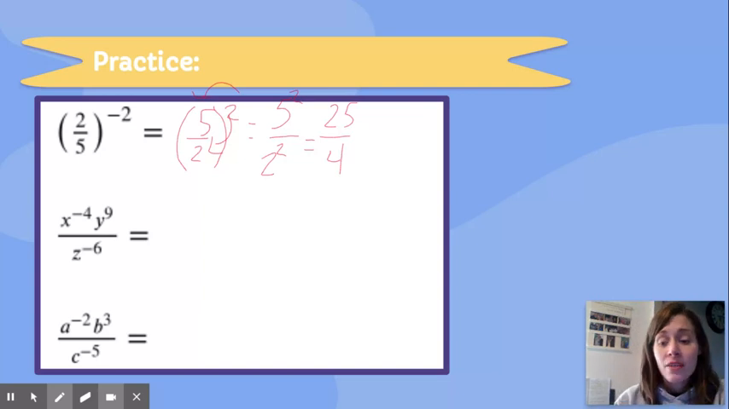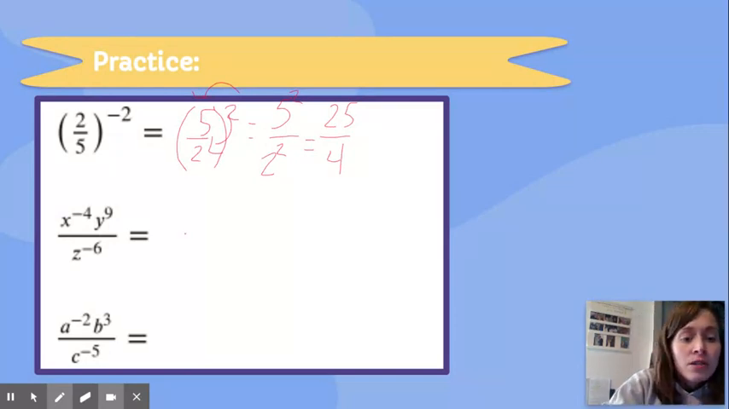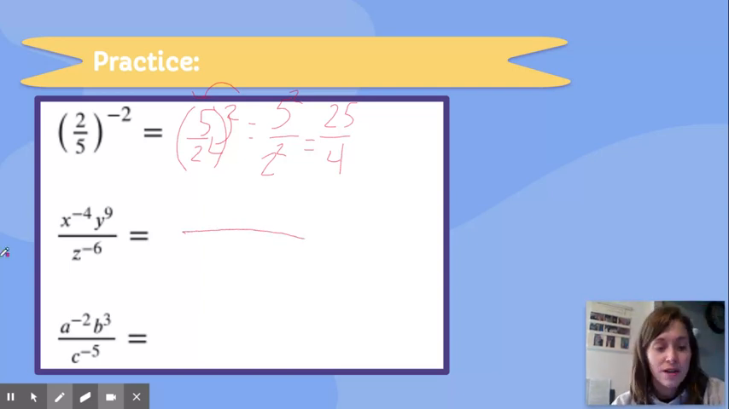All right, now the next one, we've got x to the negative 4, y to the 9th, all over z to the negative 6. Now, when you've got multiple terms in a fraction and some are negative, rather than flip everything, we can just flip the variables that need to, okay? So I'm going to draw my fraction bar here, and I only want to move what's negative.